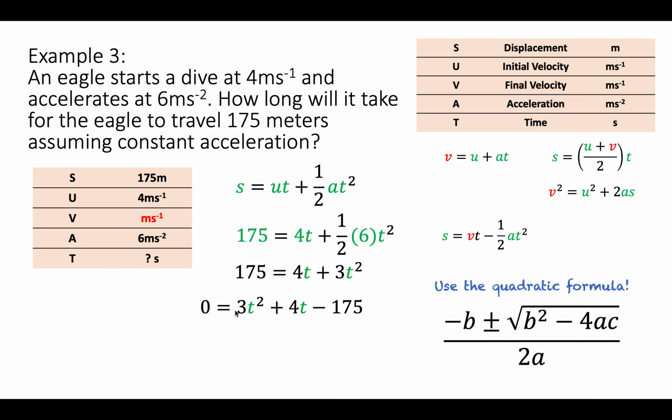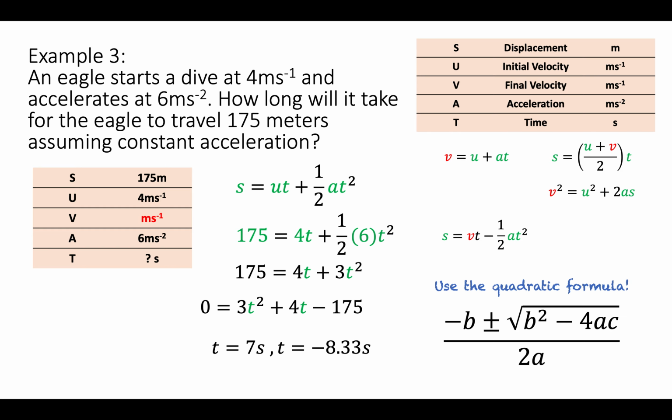I'm now going to put A is 3, B is 4 and C is minus 175 into this equation over here. If you don't remember how to use the quadratic formula, you need to go and watch my quadratic formula video now. And when you type that into the quadratic formula, you get two values. You get t equals 7 and t equals minus 8.33 seconds.